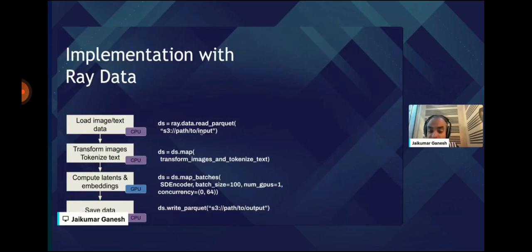Again, you read the Parquet files. You do a map to transform images on the CPU. You do map batches, which is the encoder. You specify the batch size, number of CPUs, and the concurrency, and then you write the Parquet back.